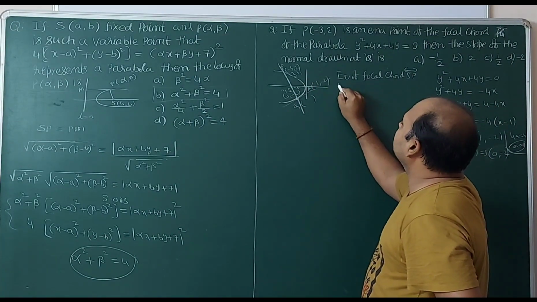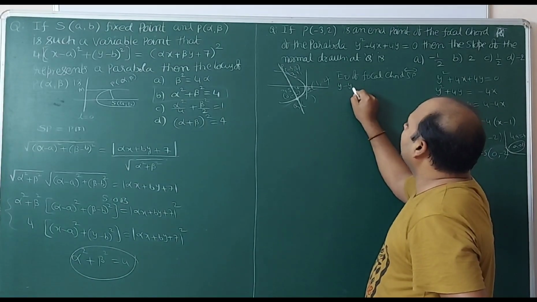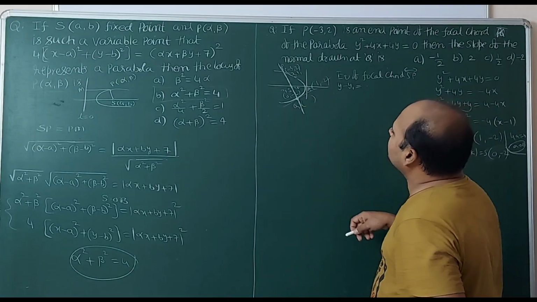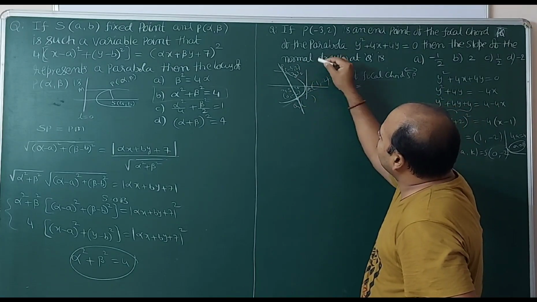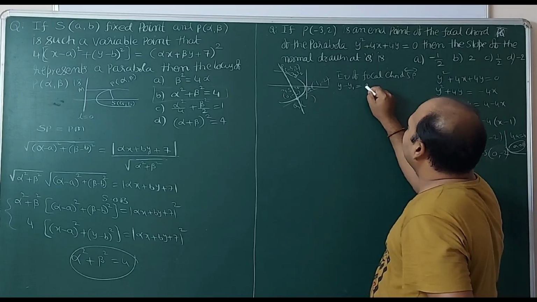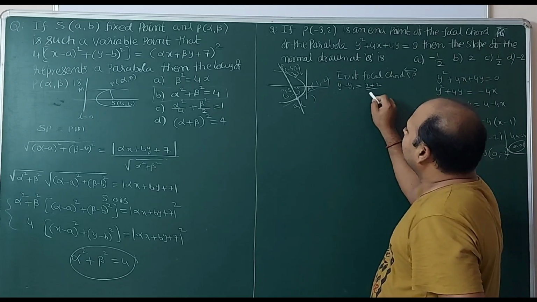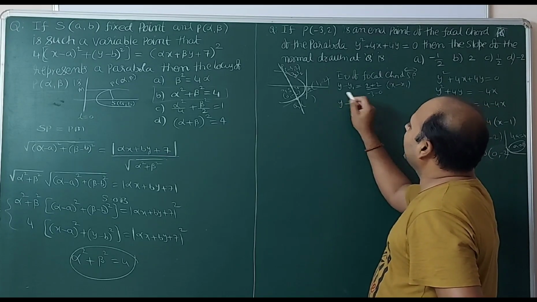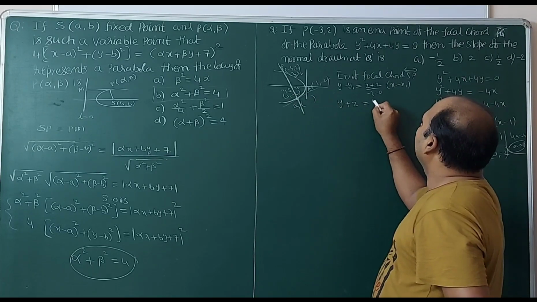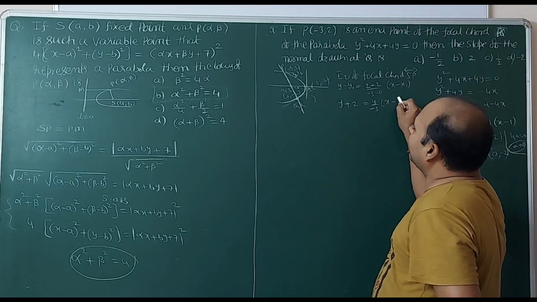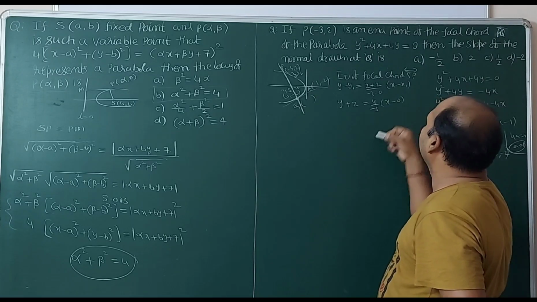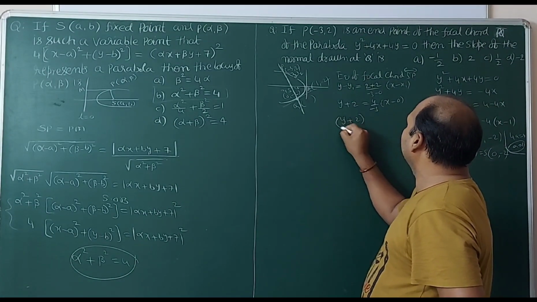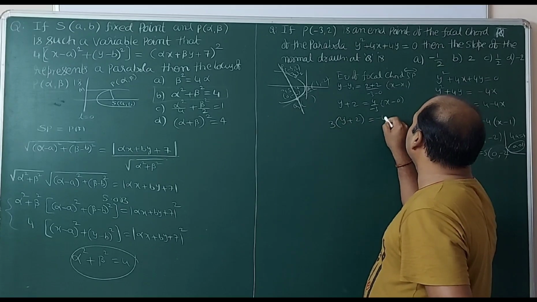Why? Because it is passing through. Y minus Y1. How to calculate the slope? Y2 minus Y1 by X2 minus X1. This is X2, Y2. 2 minus of minus 2, plus 2, by minus 3 minus 0, into X minus X1. So Y minus Y1 value is minus 2, 4 by minus 3 into X minus X1, value is 0. So (Y plus 2) into 3 is equal to minus 4x.